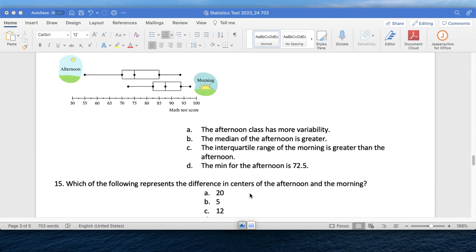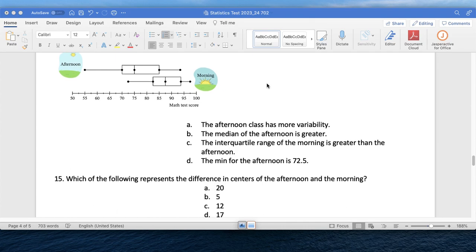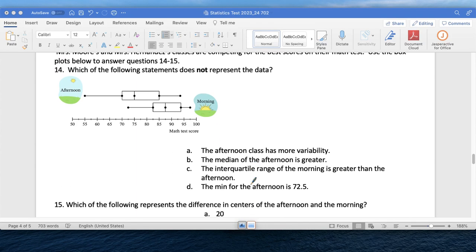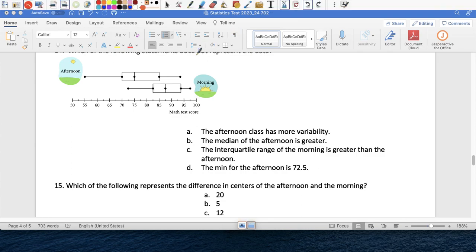14. We're going to use this box plot to answer the two questions. The afternoon, so we're looking for true or false. Let me see. We're looking for false. Which of these four is false? The afternoon's class has more variability. The afternoon, which is the top box plot, is more spread out, right? The range is bigger, so this is true. The median of the afternoon is greater. The median is here. Is that greater than the morning? So that's false.